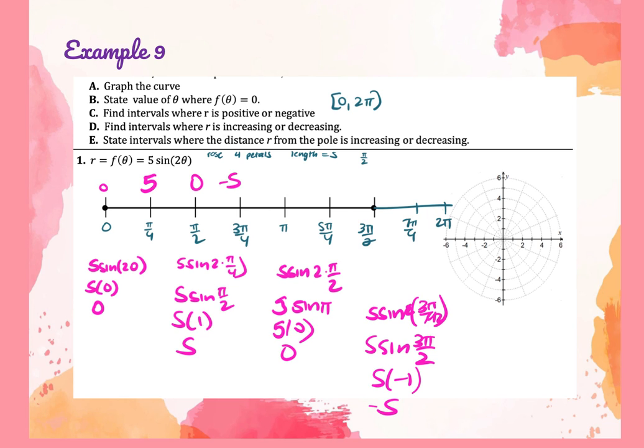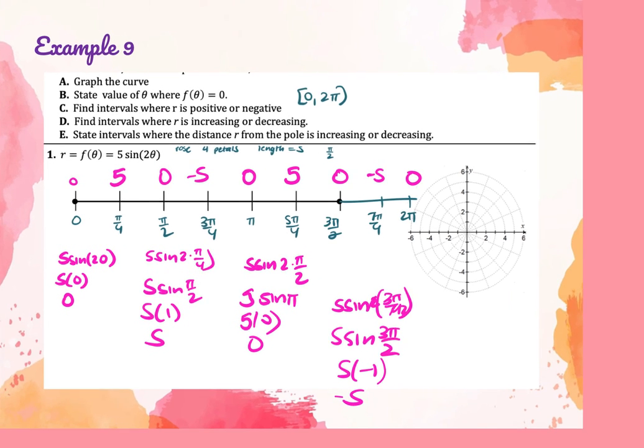So because it's a rose, we know it goes in a pattern. It comes back up to 0. It goes up to positive 5, back down to 0, negative 5, and back up to 0. So if there's a rose, we know it follows that pattern. I don't have to plug in all those points.